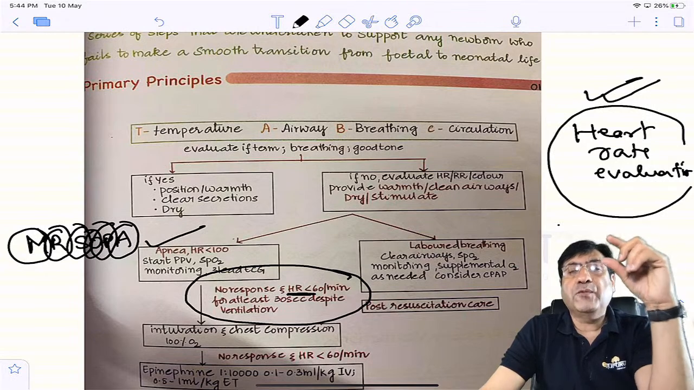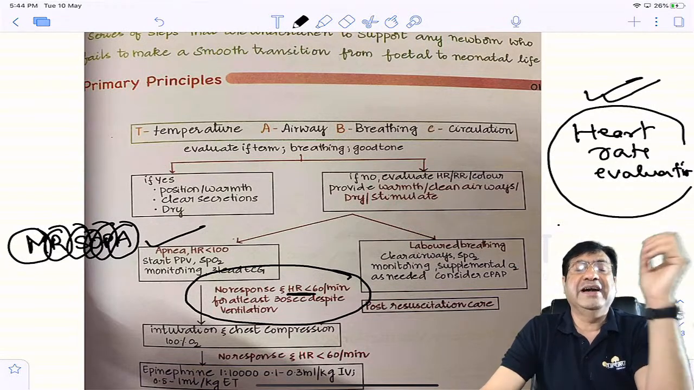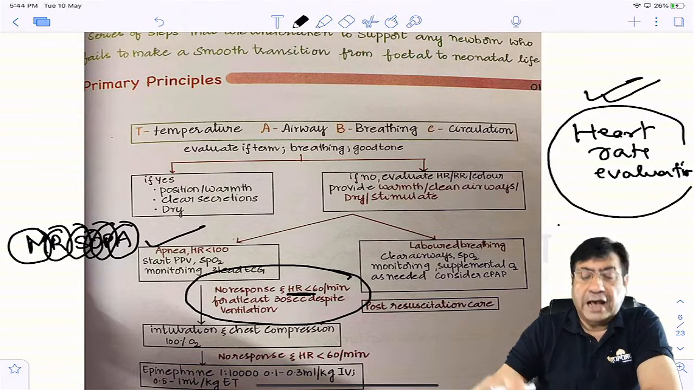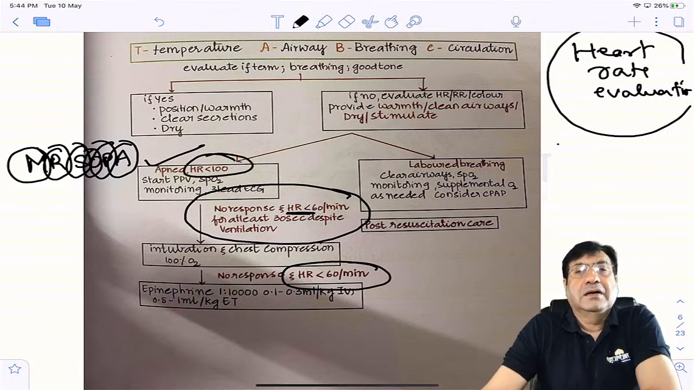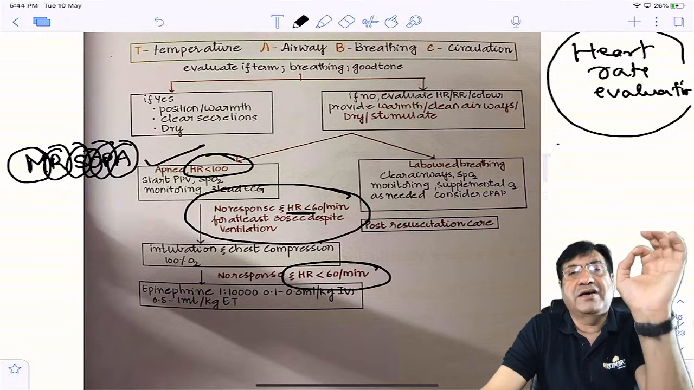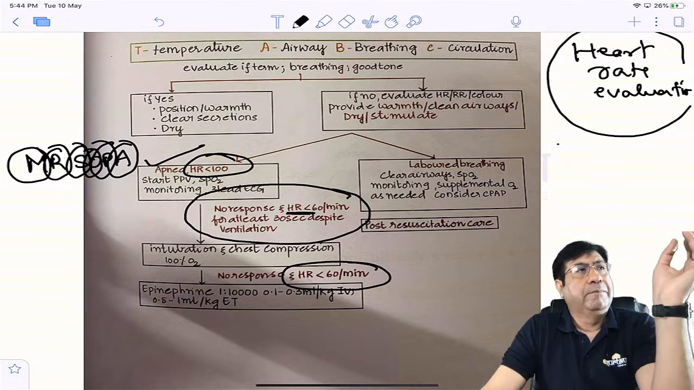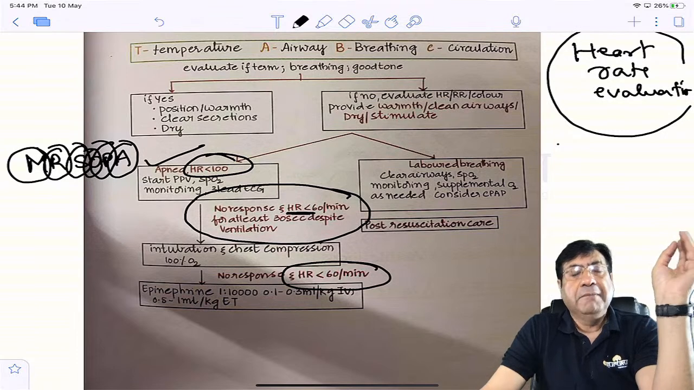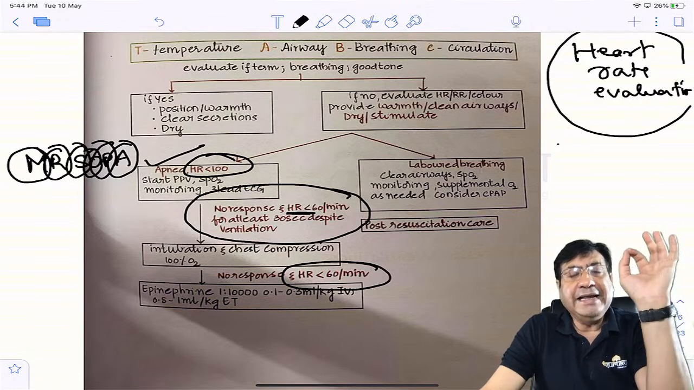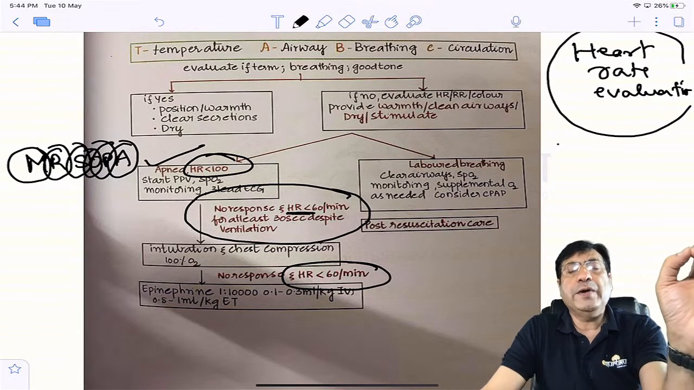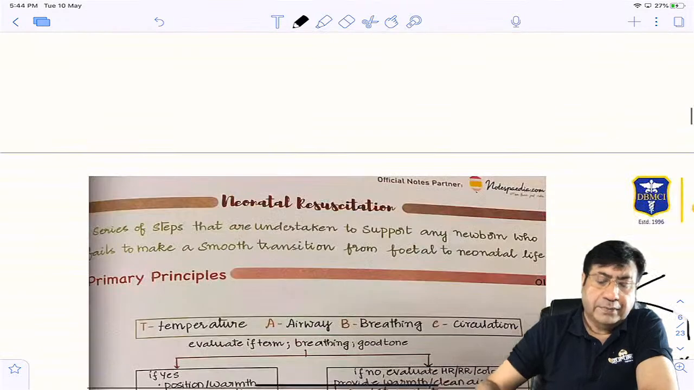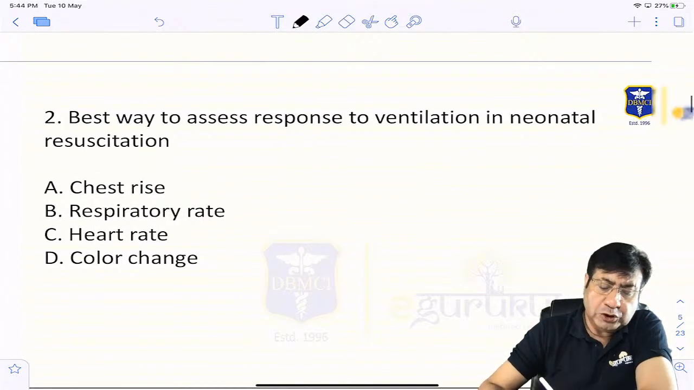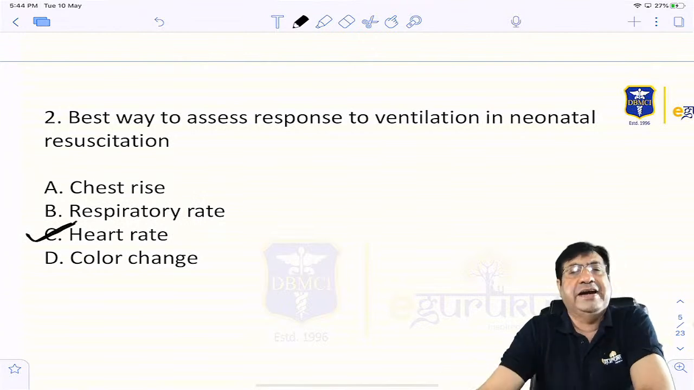And what is the parameter by which you will know that the child is not improving? Heart rate evaluation. So at each step, even in my app, I have mentioned the importance of heart rate. Be it starting of positive pressure ventilation, be it starting of chest compression, be it introduction of epinephrine, at each step, you have to evaluate the success of that step by evaluating the heart rate of the child. So the best way to assess the response to ventilation, according to me, is clearly heart rate evaluation.